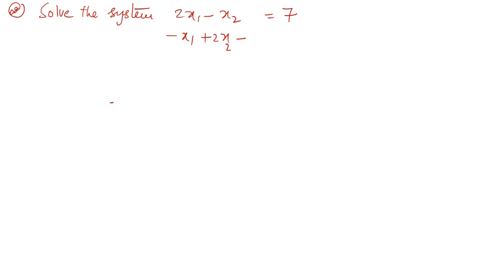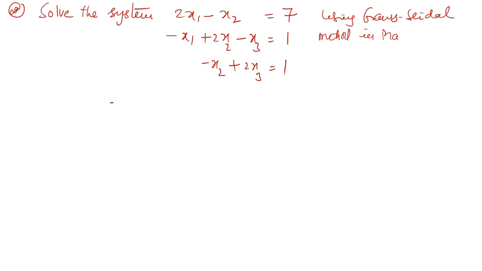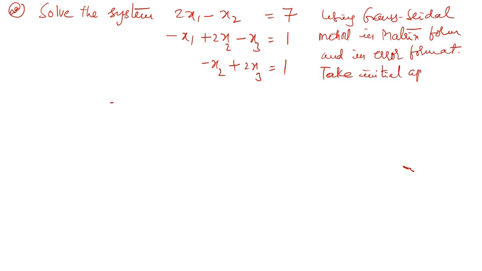Now consider one problem based on the Gauss-Seidel method. Solve the system 2x1 - x2 = 7, -x1 + 2x2 - x3 = 1, -x2 + 2x3 = 1 using the Gauss-Seidel method, in matrix form and in error format. Take the initial approximation as x0 equal to 0 and perform 3 iterations.